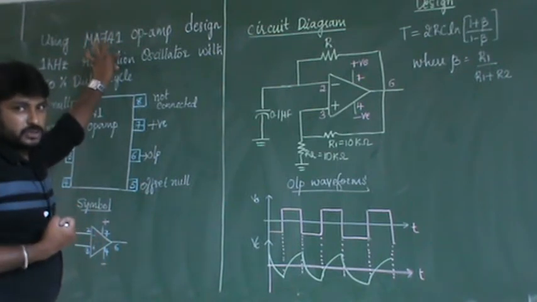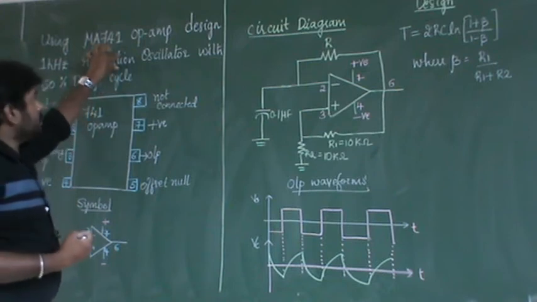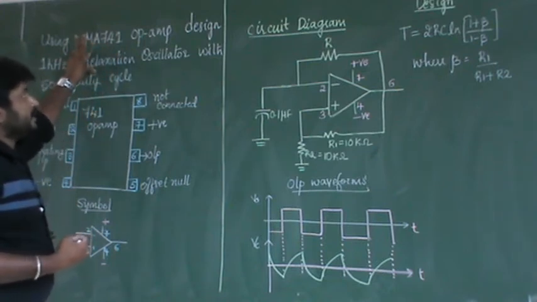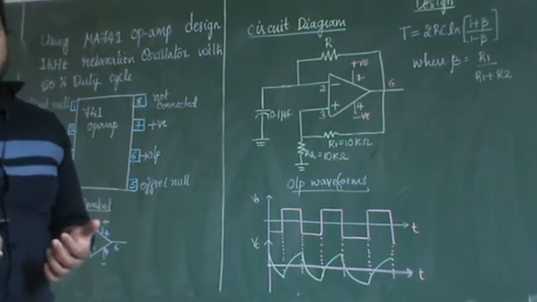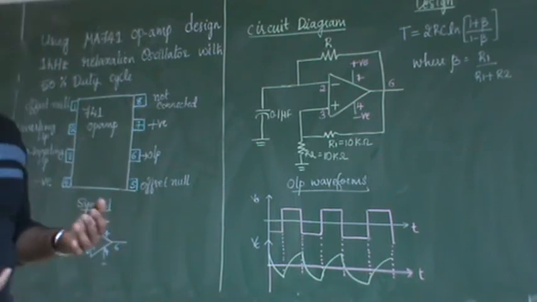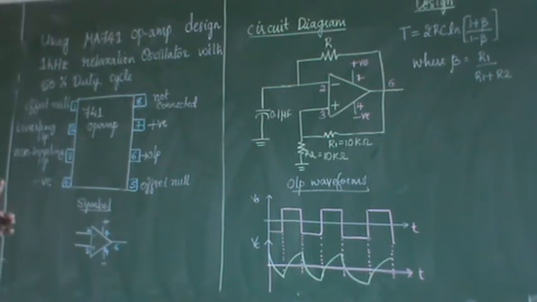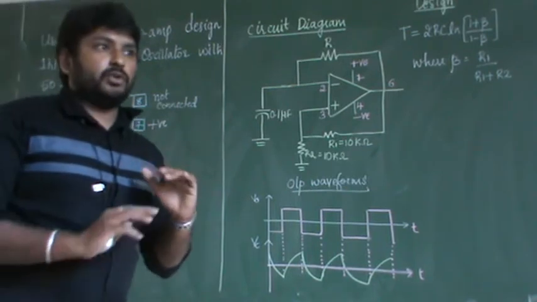Now using this op-amp, you are supposed to design the relaxation oscillator, and you don't know what is meant by relaxation oscillator. I will tell all those things. You have to design the relaxation oscillator, and that oscillator should give a duty cycle of 50%. You don't know what is meant by a duty cycle also. Okay, fine. Leave all those things, but keep in mind what the experiment is.